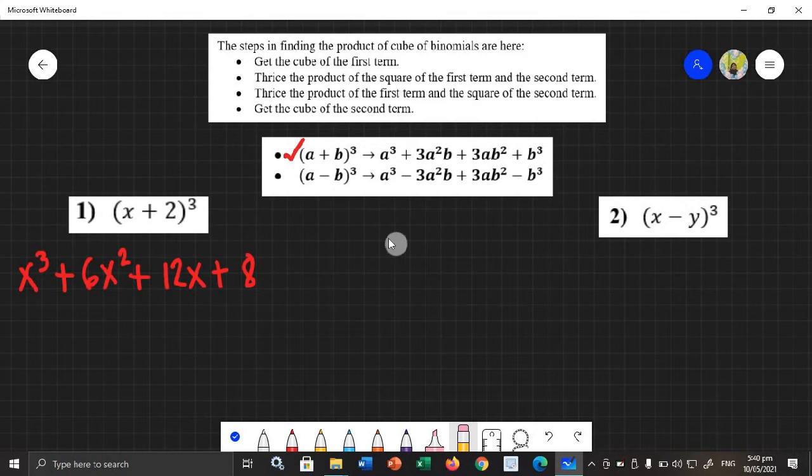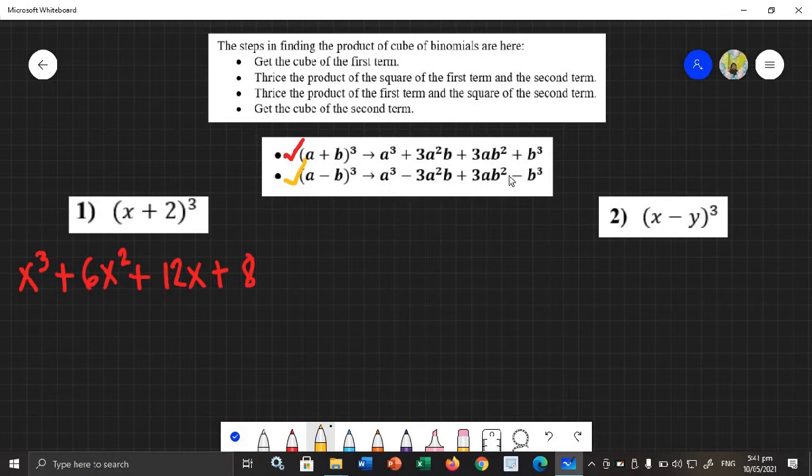So, you no longer need to expand it to get the product. Using these steps, using the shortcut method, you can get the product easily. How about example number 2? So, we have the quantity x minus y raised to the third power or cube. If you noticed, our binomial is separated by a minus sign. Therefore, we will use the second pattern.